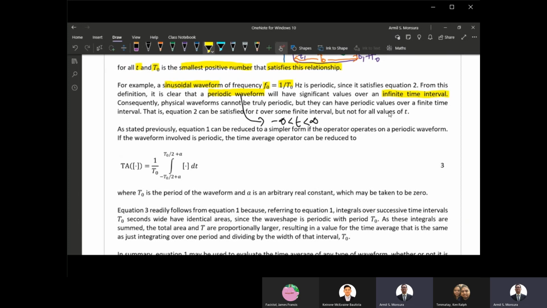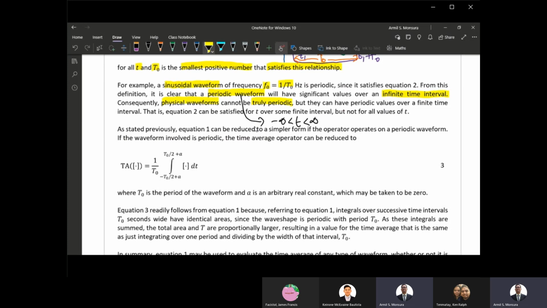Okay, so therefore, again, going back to the discussion natin earlier in which you cannot really generate a physical signal that has infinite duration, we conclude, or this implies now, that physical waveforms cannot be truly periodic. Okay? So, technically, ang mga physical waveforms niyo are not, or cannot be, periodic.